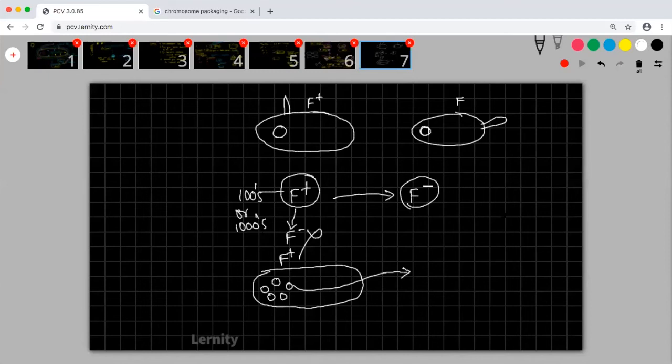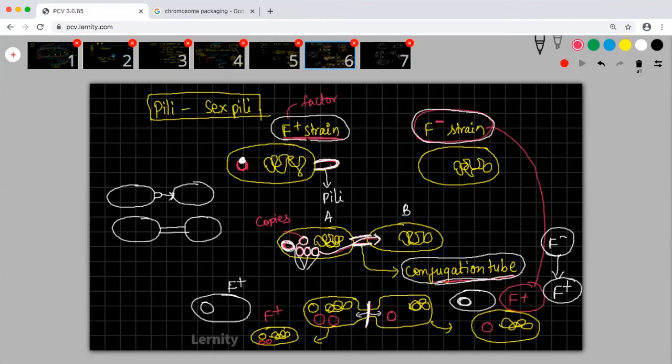Plasmids will be getting transferred. A particular bacteria can have more than one factor. It is not necessary that only one type of plasmid should be there. There can be a plasmid A, a plasmid B, a plasmid C, and a plasmid D. Like that, it can have multiple plasmids. Please understand that pili is present in all the bacteria, whether it is F plus or F minus. Why am I using the words F plus or F minus? To make you understand. All bacteria will have pili.